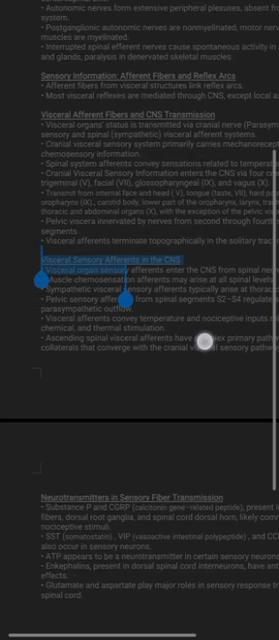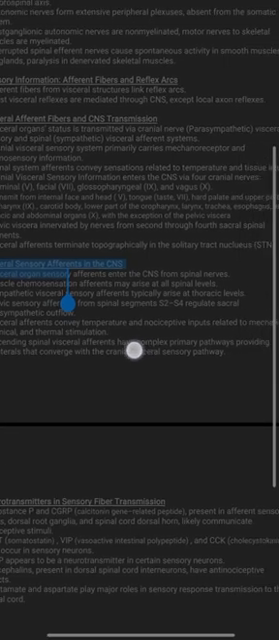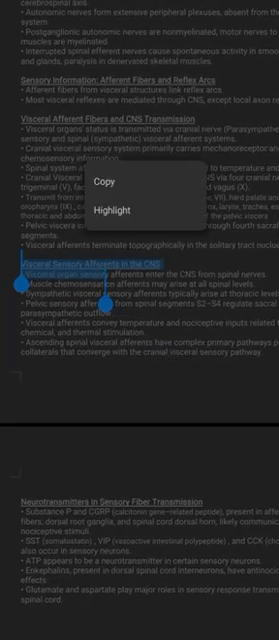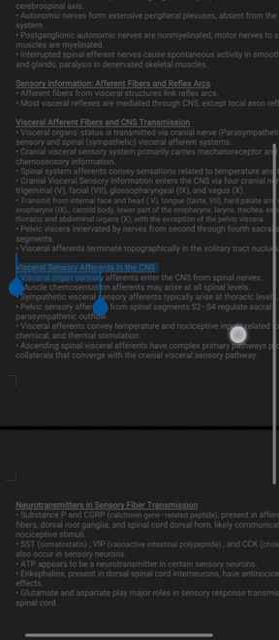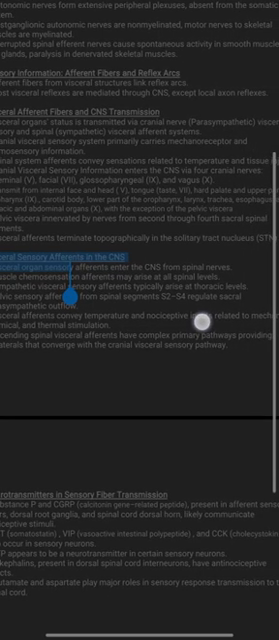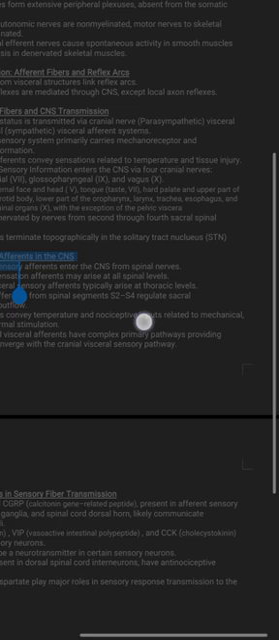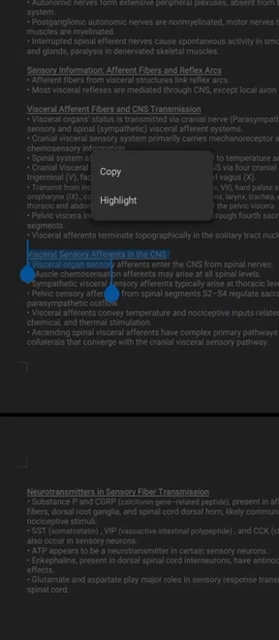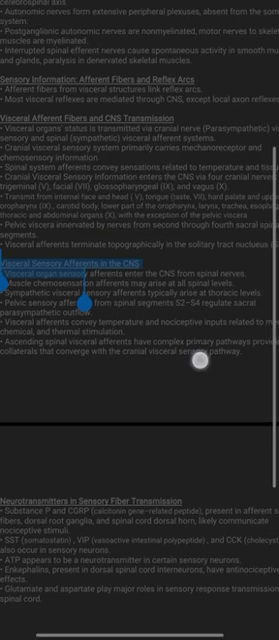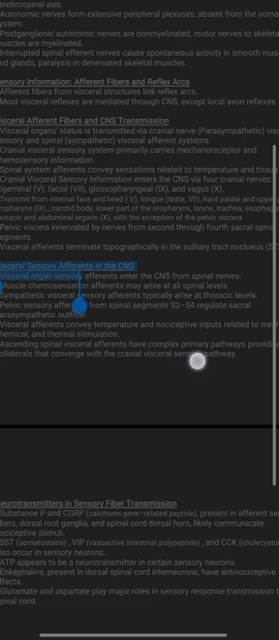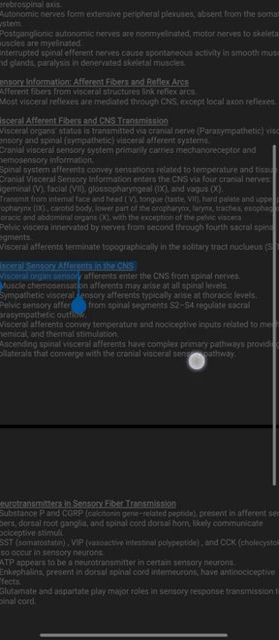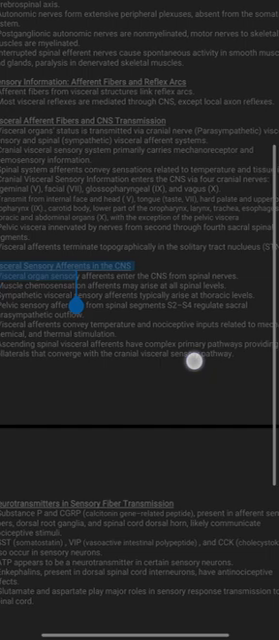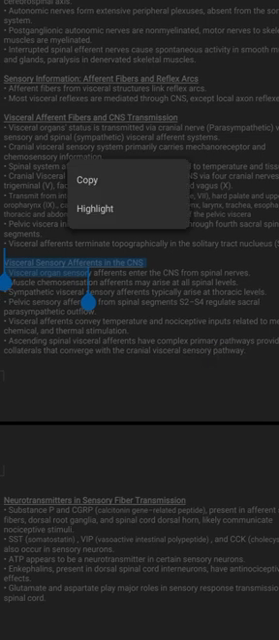But the spinal afferent system conveys sensation that has to do with temperature and tissue injury. Are we together? The cranial one's focus is on mechanoreceptor and chemosensory information, but the spinal one's focus is on information that has to do with temperature and tissue injuries.